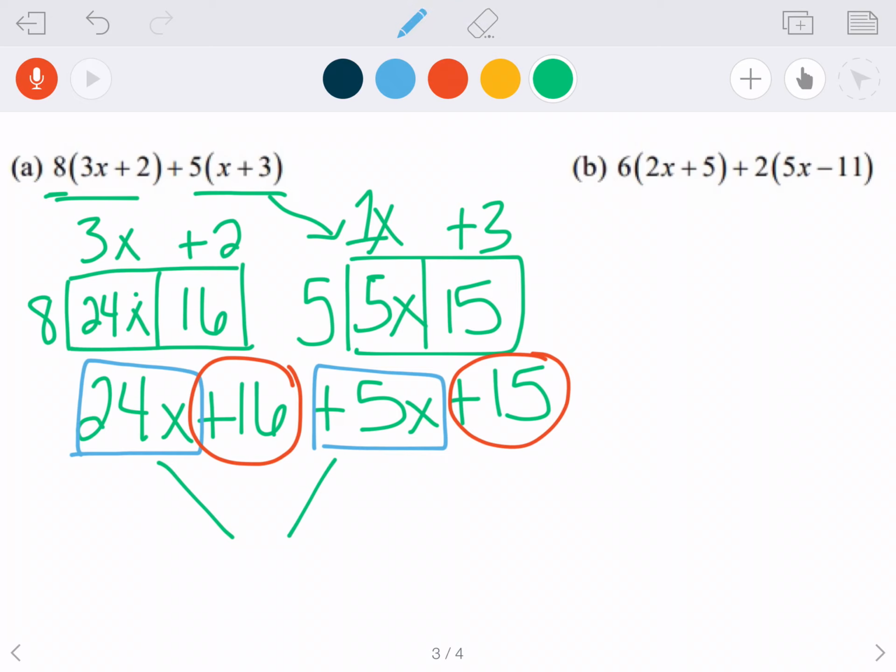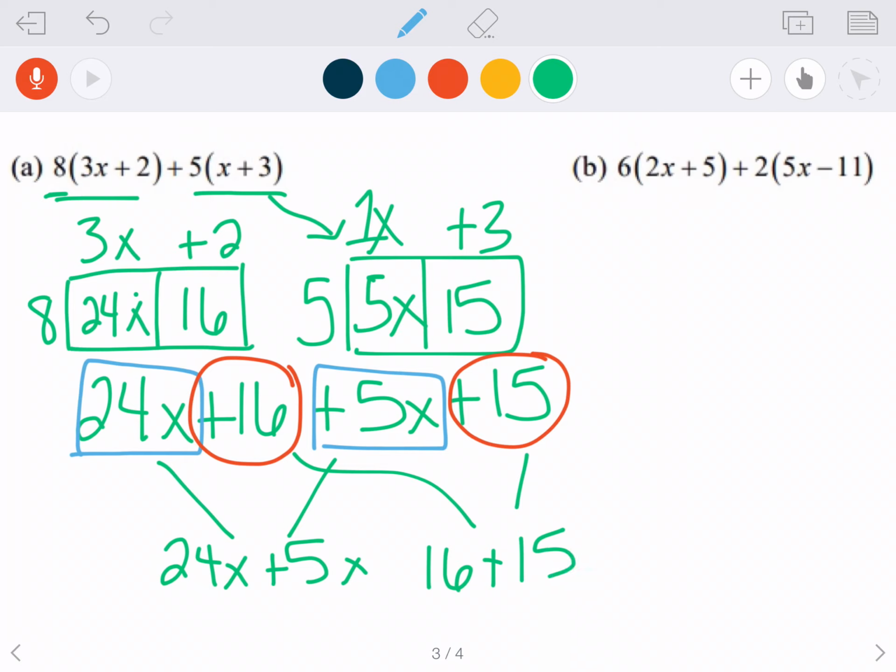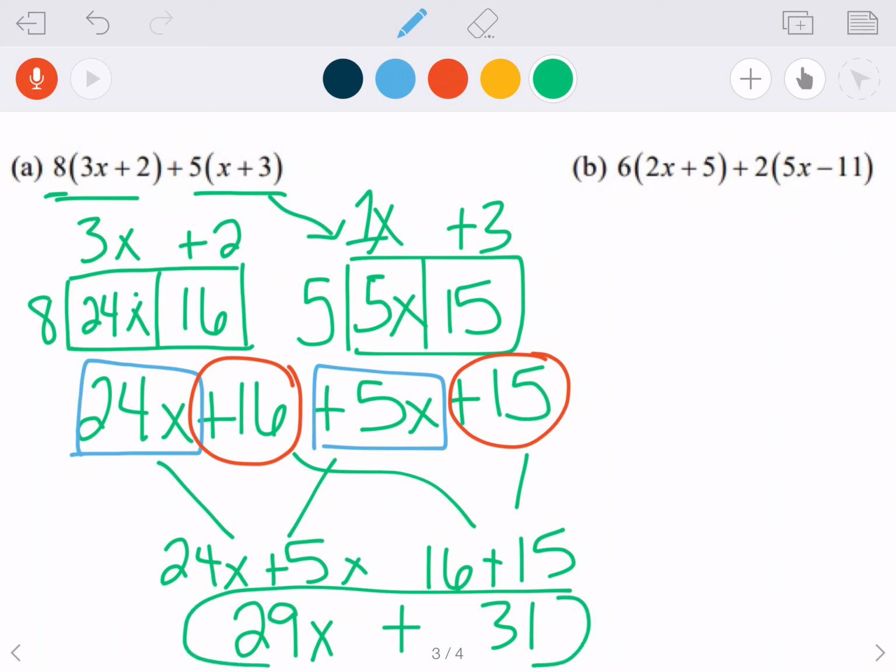Excuse that, guys. So now I'm going to combine my like terms. 24x plus 5x and 16 plus 15. 24 plus 5 is 29 x's. 16 plus 15 is 31. So my new expression is 29x plus 31. All right.